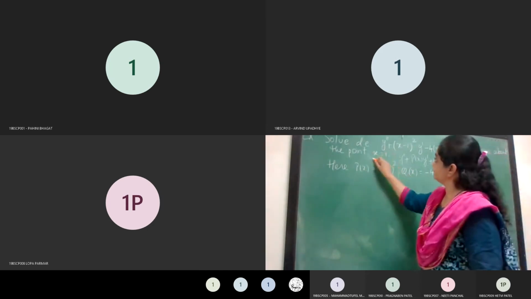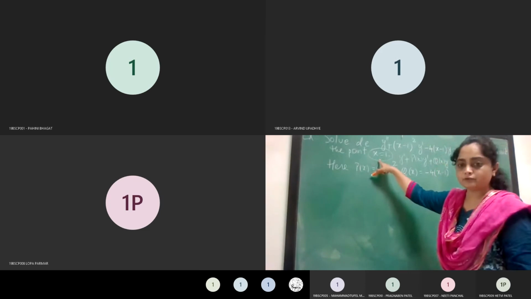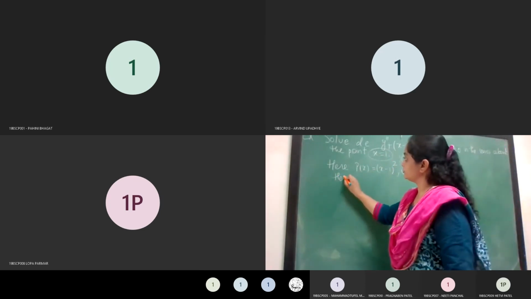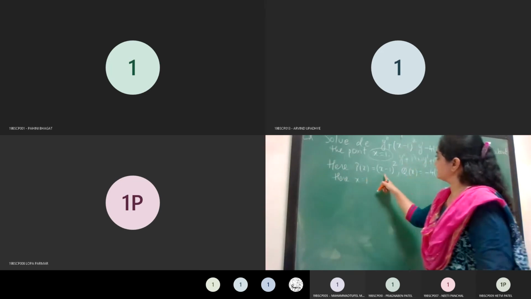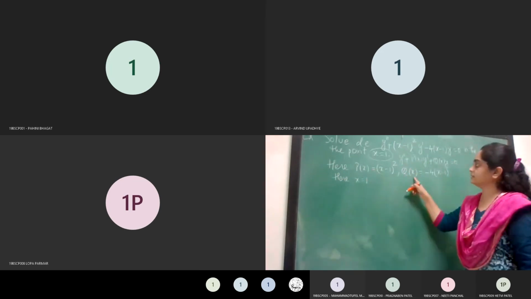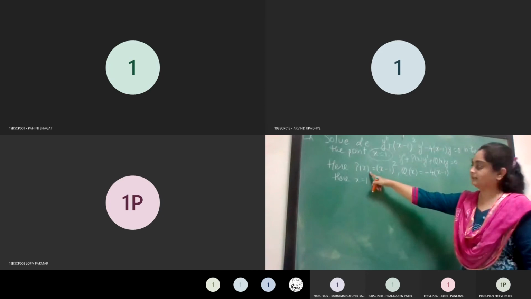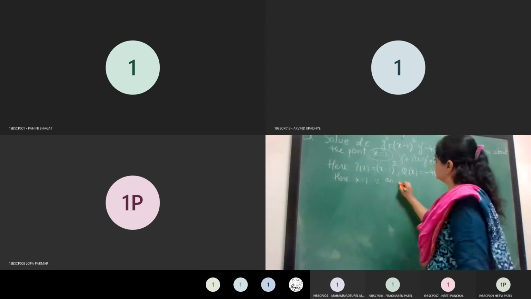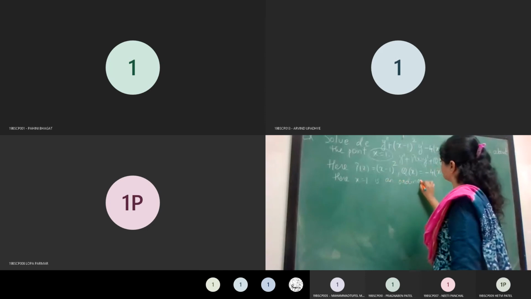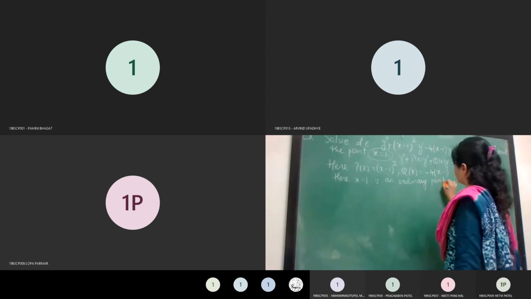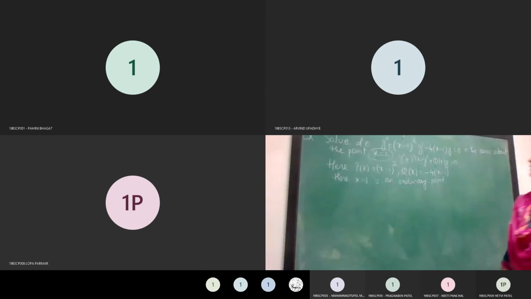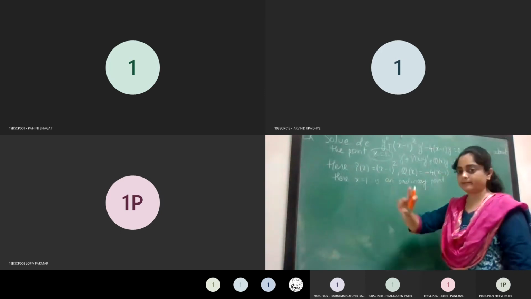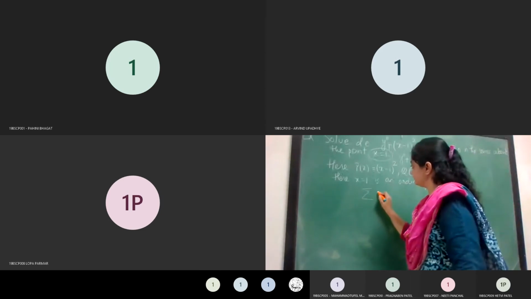And here you are asked to find the solution about the point x is equal to 1. Therefore, x is equal to 1 is an ordinary point, because at x is equal to 1 both of these have series representations, and therefore both of them are analytic. So x is equal to 1 is an ordinary point, right?